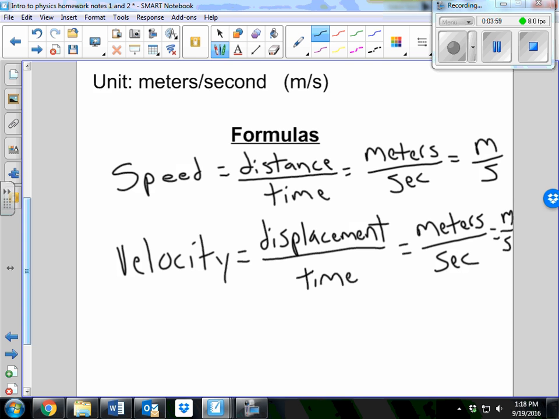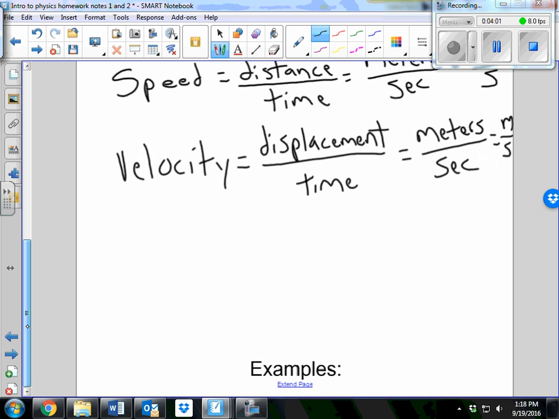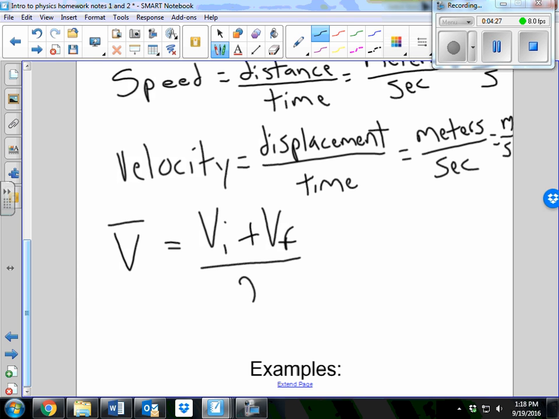Now, since we have speed and velocity, I also want you to know that there are different types of speed slash velocities. The one that we will use most often is usually this symbol. And when we put a bar over something, it means we're averaging it. So when we want to find the average speed, we take the initial speed plus the final speed, and just like any number we average, we add up the numbers and divide by how many there are.